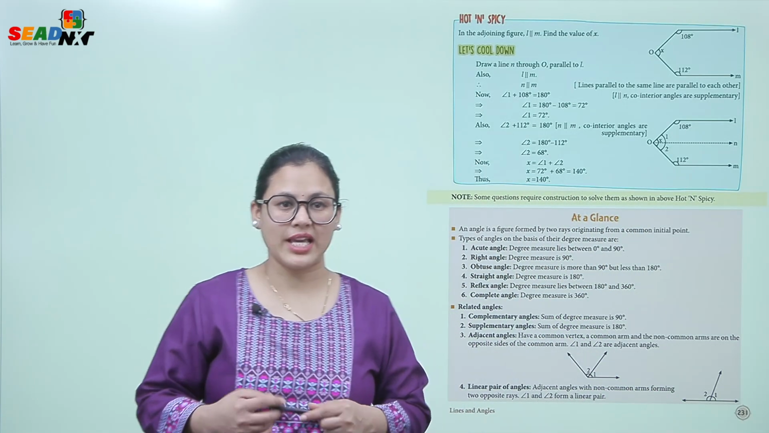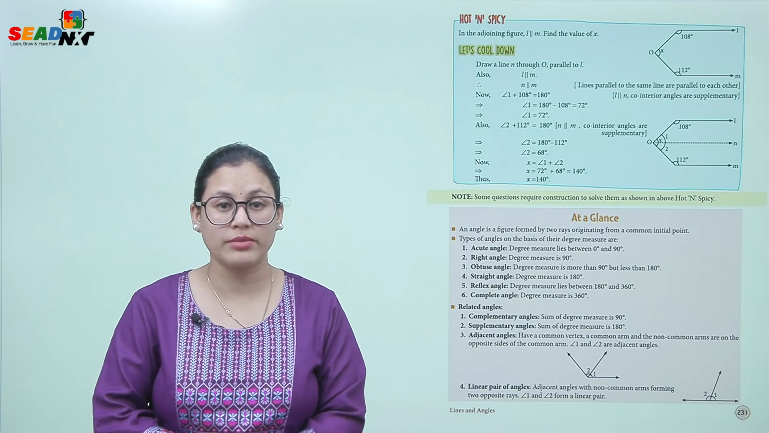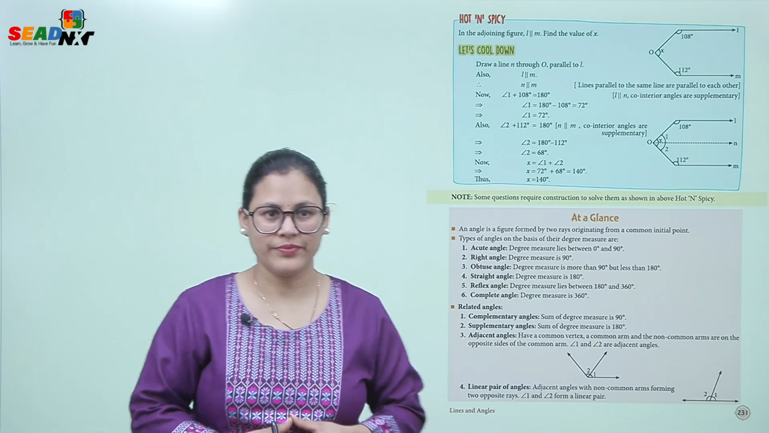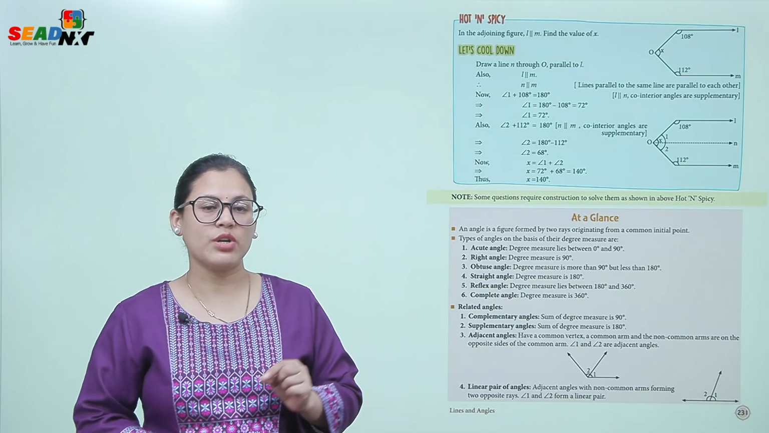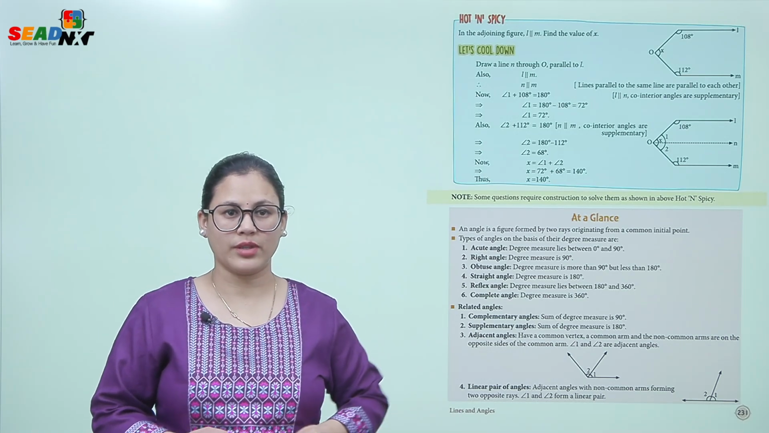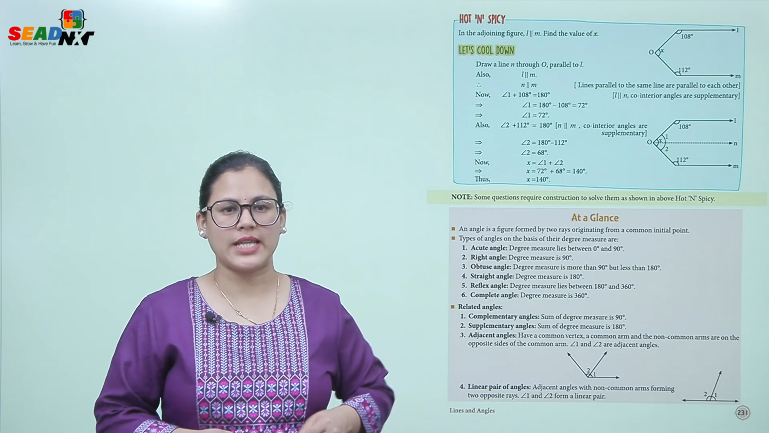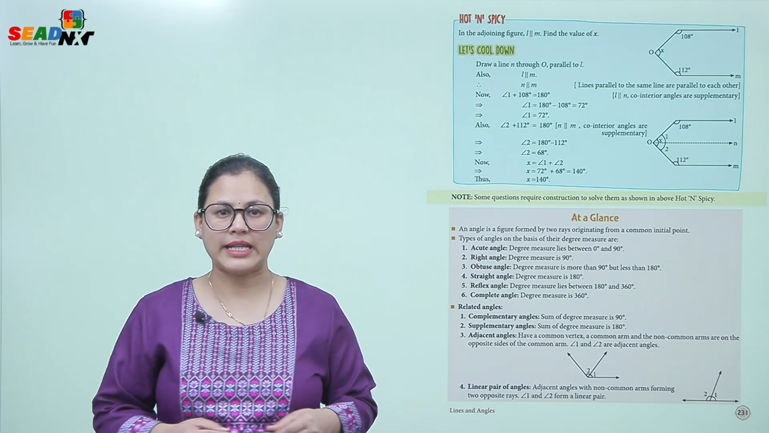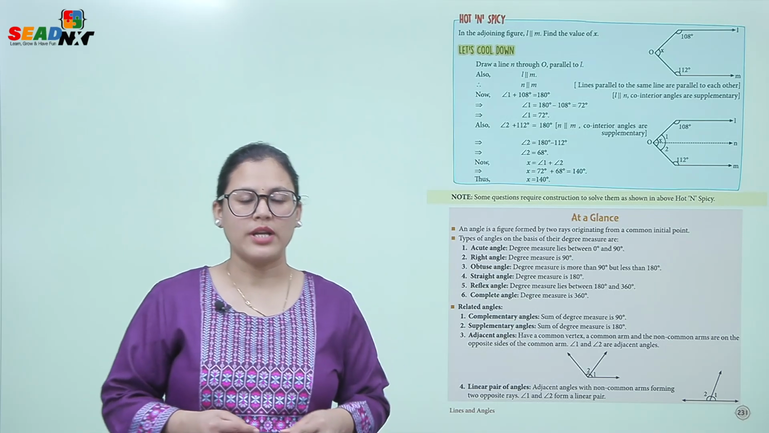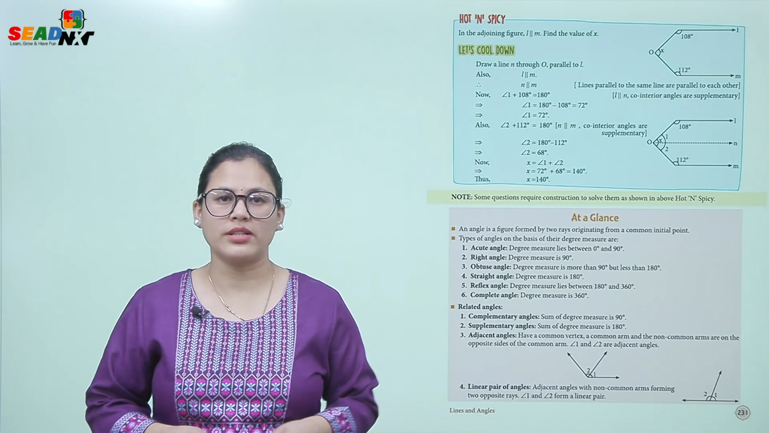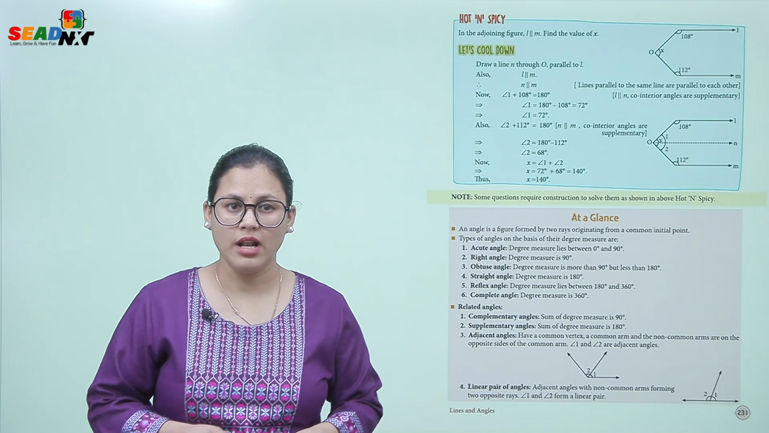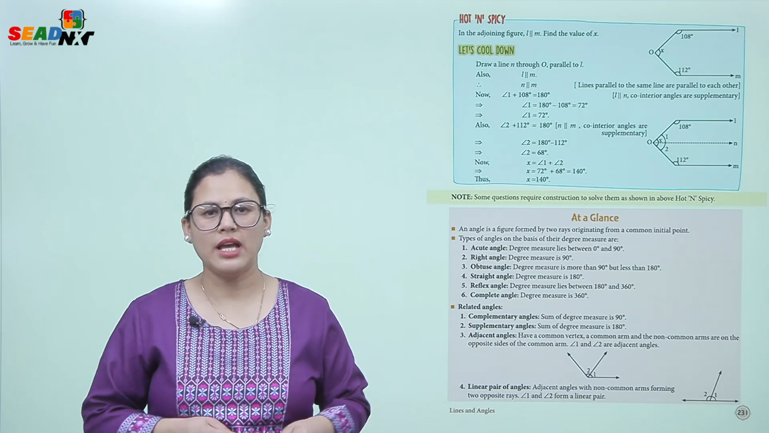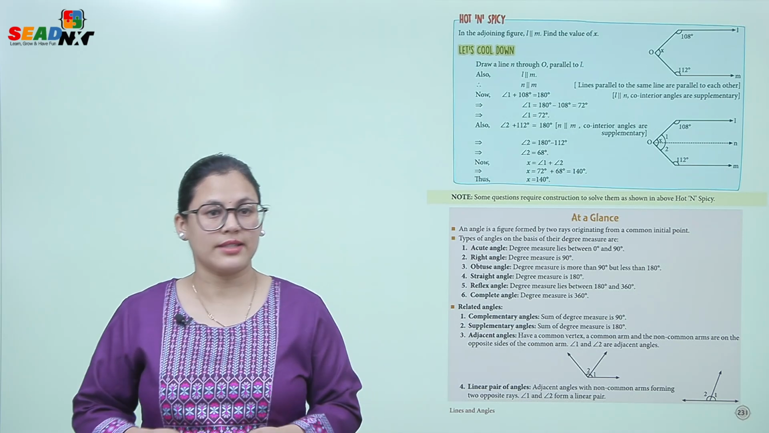At a glance: an angle is a figure formed by two rays originating from a common initial point. Types of angles on the basis of their degree measure are: number 1, acute angle, degree measure lies between 0 and 90 degrees. 2, right angle, degree measure is 90 degrees. 3, obtuse angle, degree measure is more than 90 but less than 180 degrees. 4, straight angle, 180 degrees. 5, reflex angle, between 180 and 360 degrees. 6, complete angle, 360 degrees.